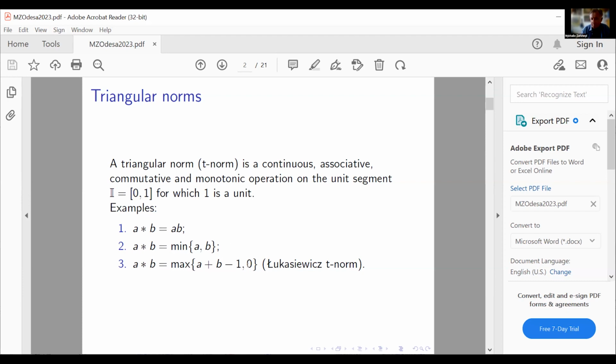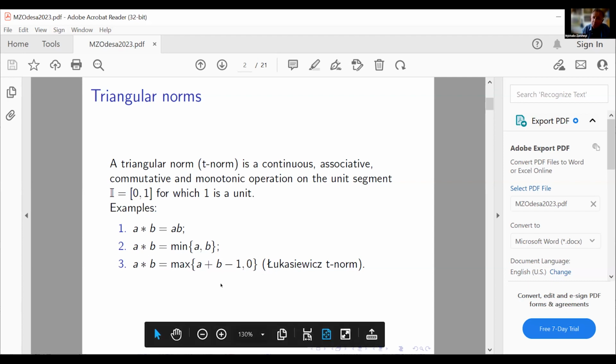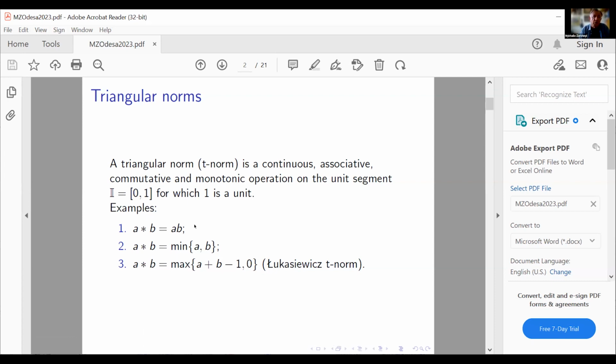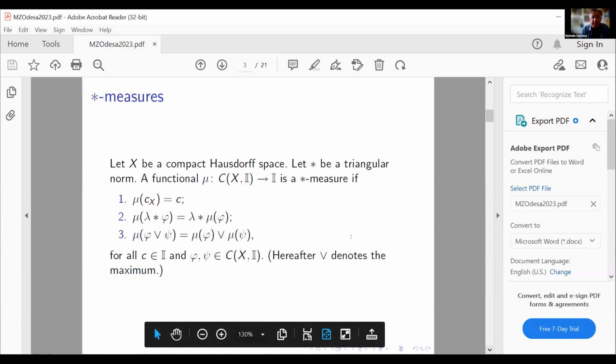Actually, the notion of triangular norm serves, say, for adding things that cannot be added. Like, one cannot add two probabilities because the probability cannot be greater than 1. So instead of addition, one should use more complicated, more sophisticated operations, and the choice of a concrete T-norm depends on the context.